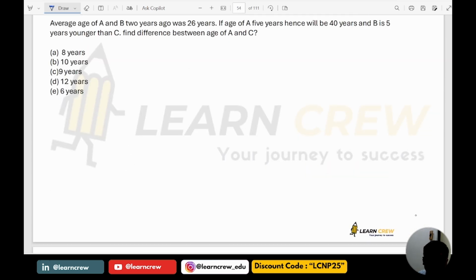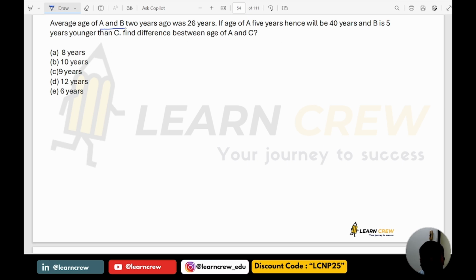Now next, average age of A and B 2 years ago was 26. If the age of A 5 years hence will be 40 years and B is 5 years younger than C, find the difference between A and C.